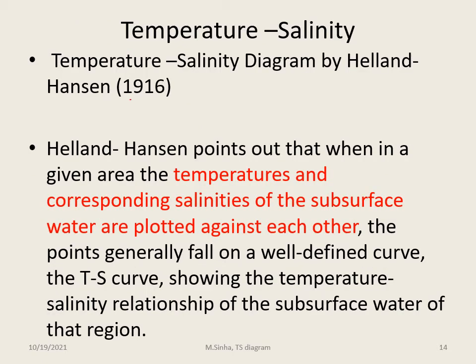In 1916, for the first time, a relation was established by scientists that temperature and salinity are interrelated, and the density of ocean water depends on the combination of temperature and salinity of the ocean water. And all these three phenomena are plotted through the TS diagram. And density plays a very important role in the formation of ocean currents and water masses.